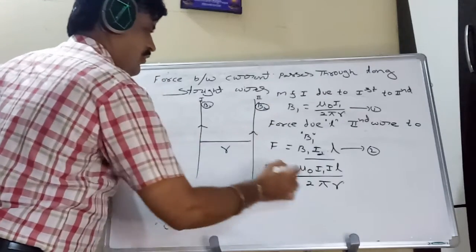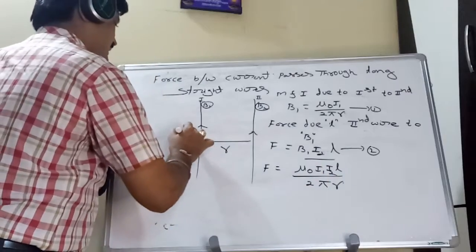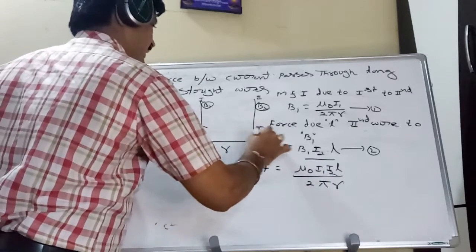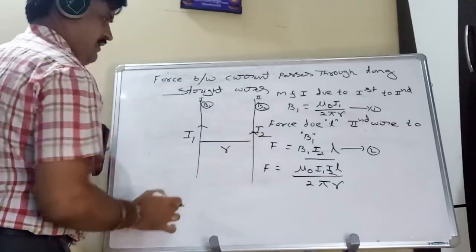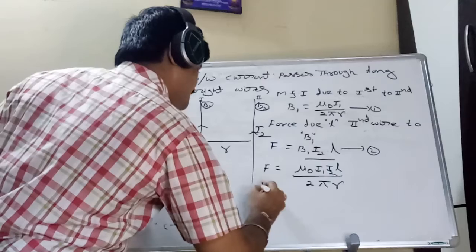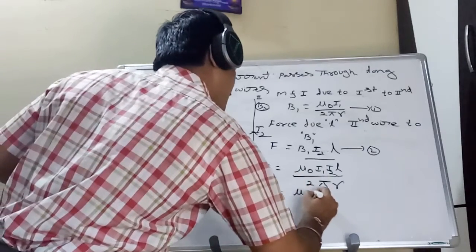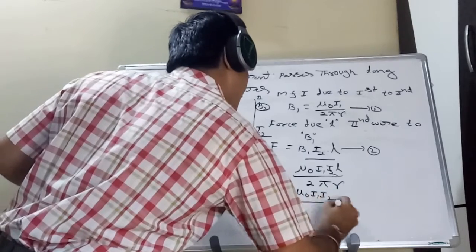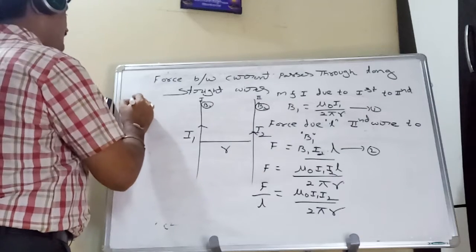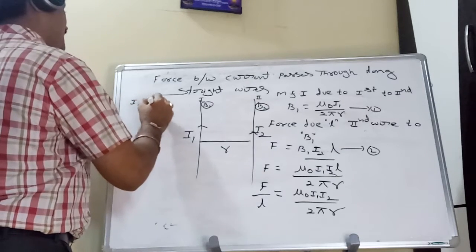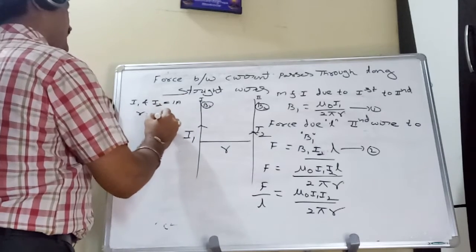R is the distance between two wires, L is the length of the conductor. I1 current passes through the first wire, I2 current passes through the second wire. So F by L, force per unit length, F by L equal to mu naught into I1 I2 by 2 pi R. So here I1 and I2 equal to 1 ampere and R equal to 1 meter.